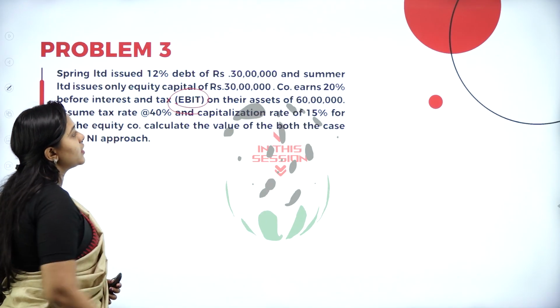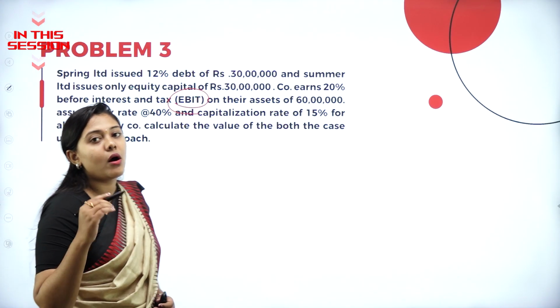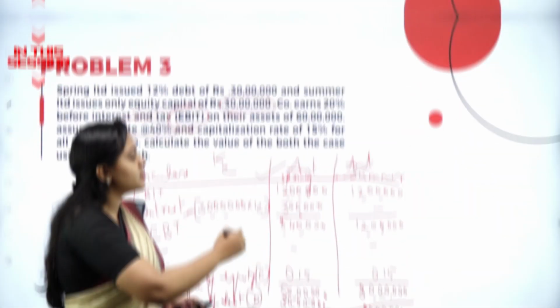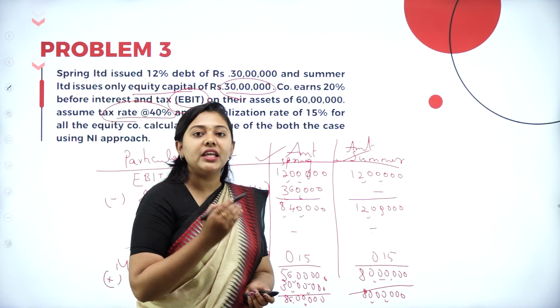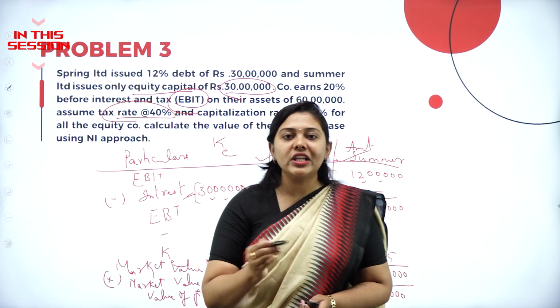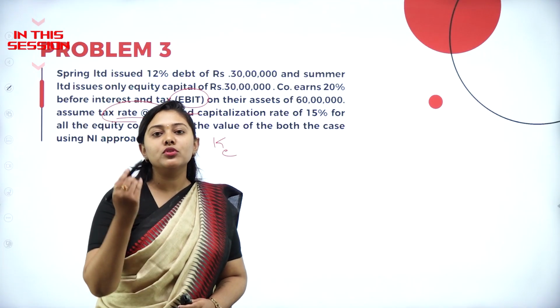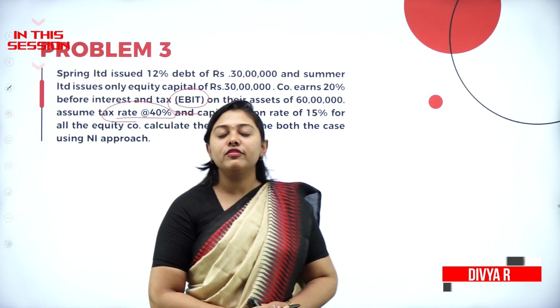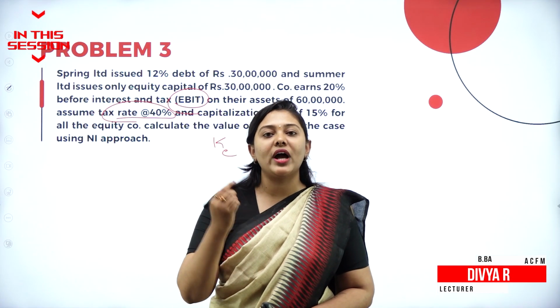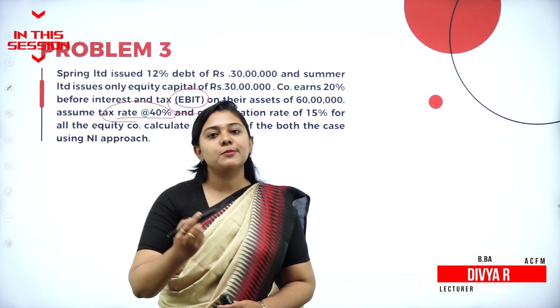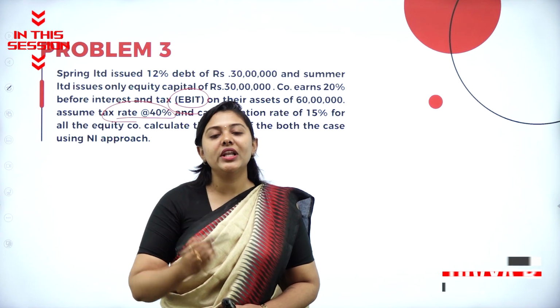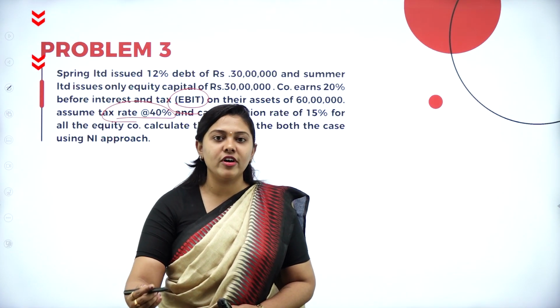20%, it is nothing but your EBIT, net operating income. In Summer Limited, we are not taking up any debenture value because it is only using equity as a source of finance. So under NI approach, to calculate the value of the firm, what is the formula? Market value of equity plus market value of debt. You will get value of firm.